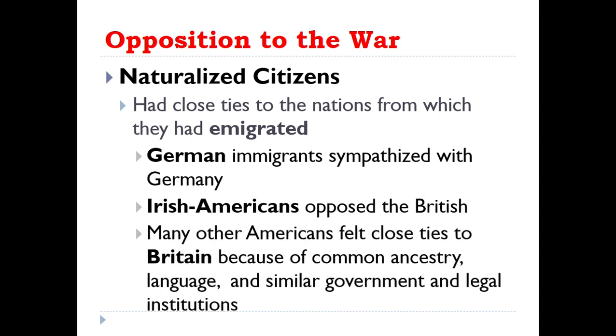There are other people in America that have close ties to Britain, right? We speak the same language as the British, our government is similar, our laws are similar, so there are plenty of people who had connections or had sympathies with other countries, but all these were good reasons for them to say the US should stay out, should not get involved.